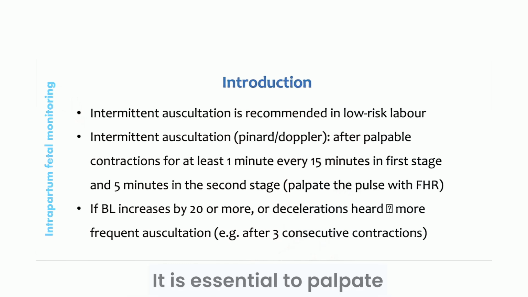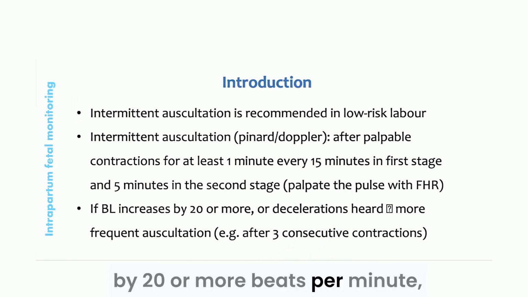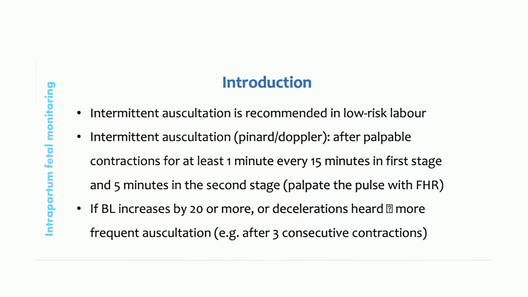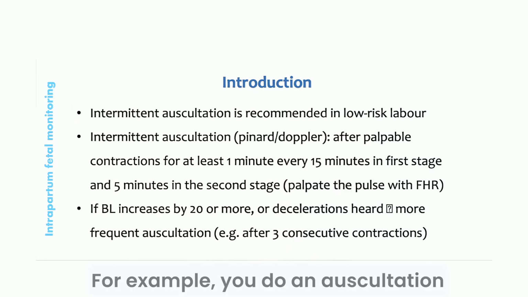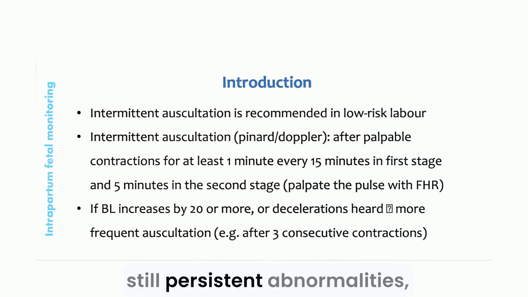It is essential to palpate the maternal pulse alongside the fetal heart rate. If the baseline heart rate increases by 20 or more beats per minute, or if there are decelerations that are heard, more frequent auscultation should be done. For example, you do auscultation for 3 consecutive contractions, and if you think there are still persistent abnormalities, you should switch to a CTG or continuous monitoring.